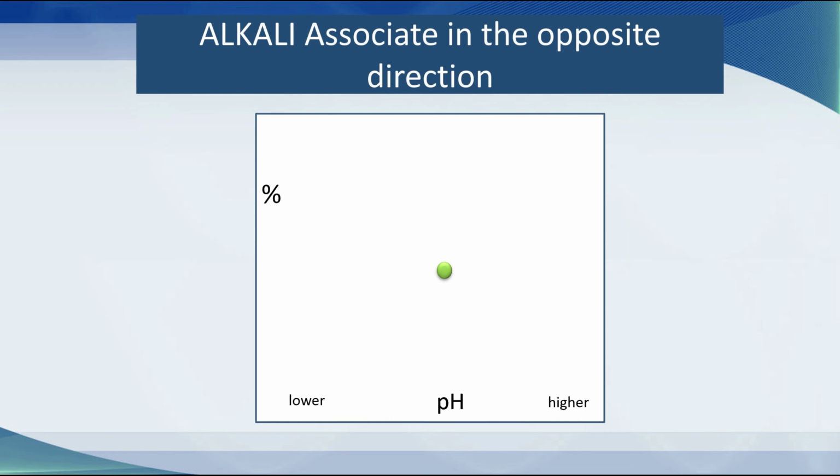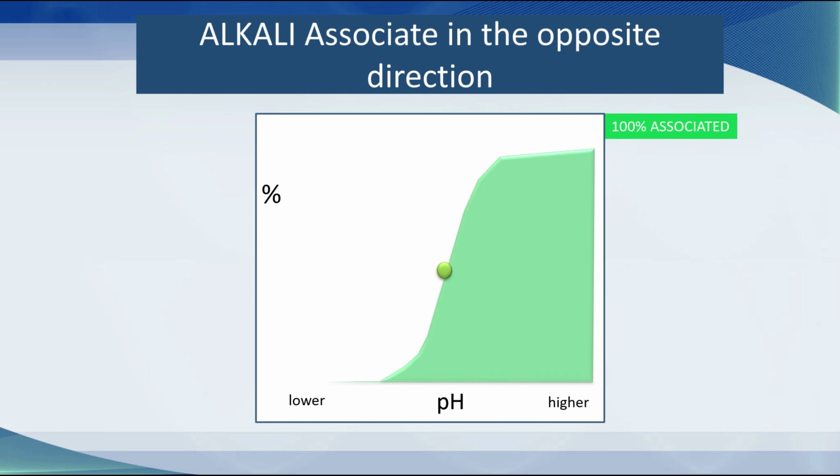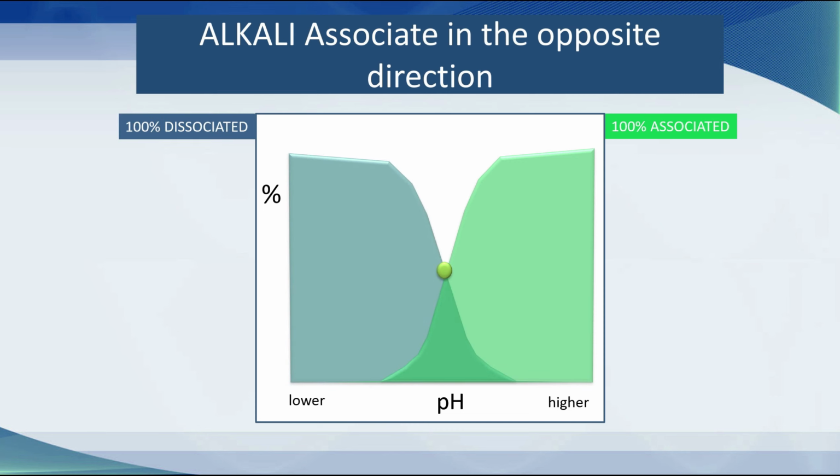Alkali associate in the opposite direction. They're the opposite of acids. They are fully associated at higher pH levels and highly dissociated at lower pH levels. For example, sodium hydroxide has a pKa of 15.7. That makes it a strong physiological base. There is no sodium hydroxide in the body, only the strong ion sodium.